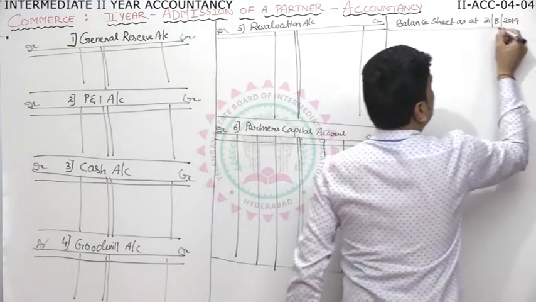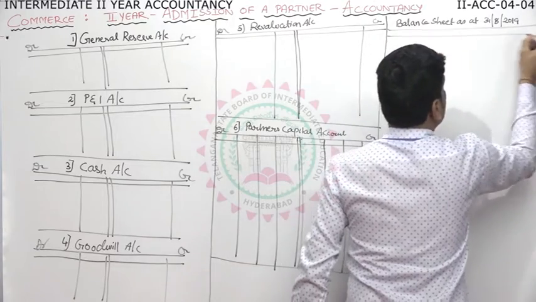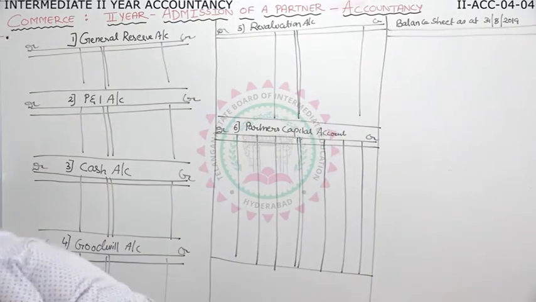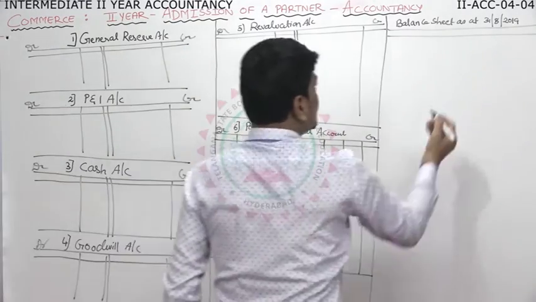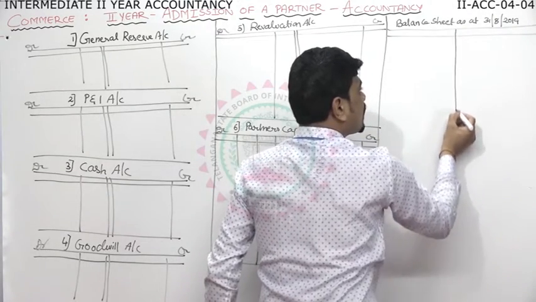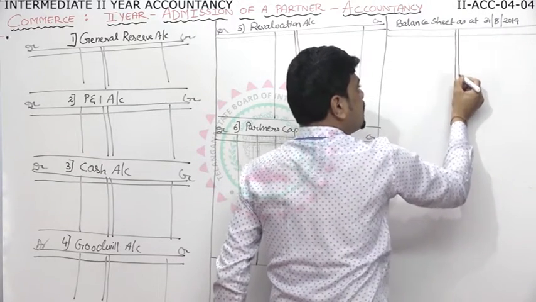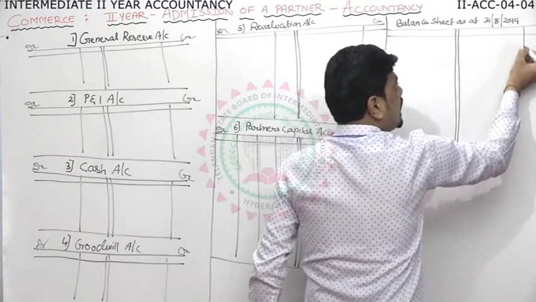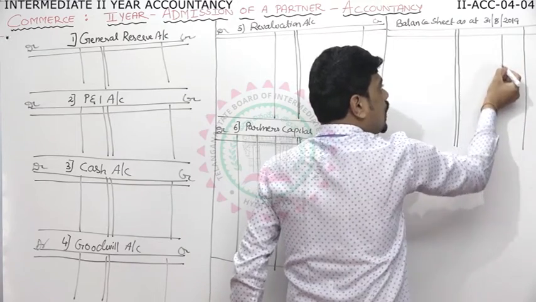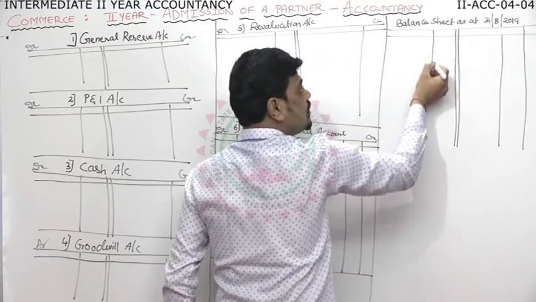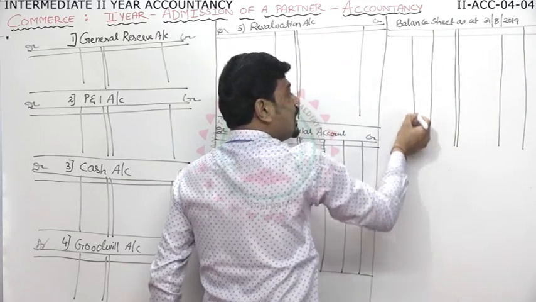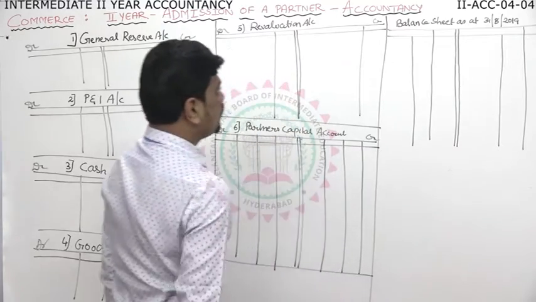And here is our balance sheet. Maybe about 7-8 lines, we'll draw the balance sheet. And here we are maintaining one inner column, because whatever adjustments are there, we'll do the adjustments in the inner column.